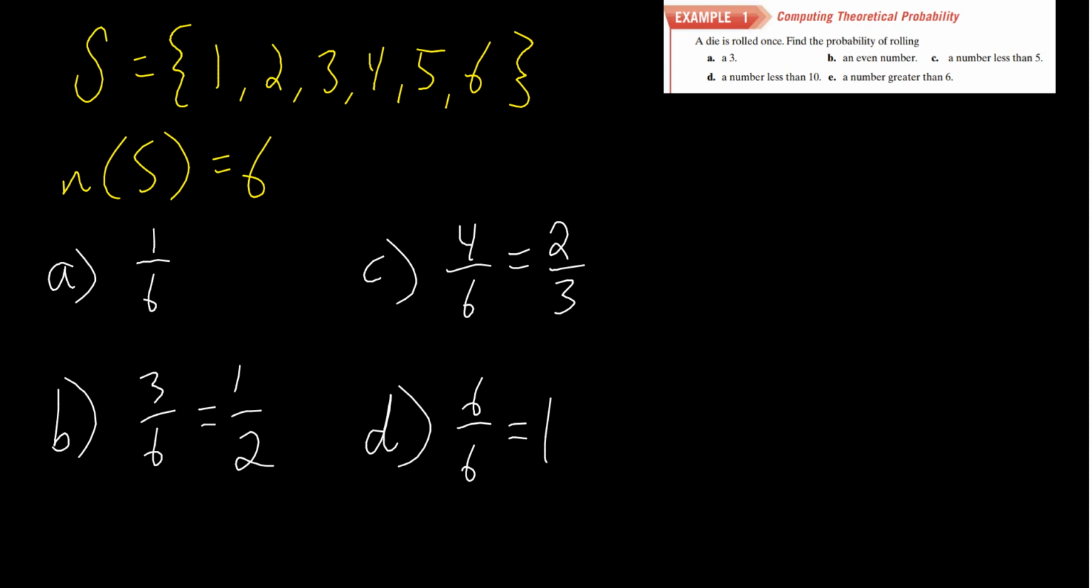And then the E. A number that is greater than 6. We're looking for a number that is strictly greater than 6, and we only go up to 6. So there are 0 numbers that are greater than 6, but there are 6 possible outcomes. So my probability there is 0.